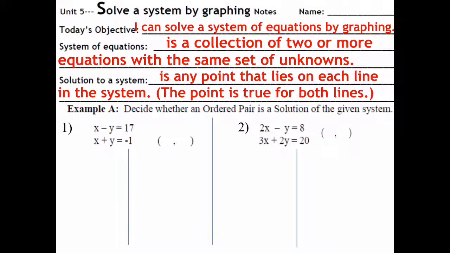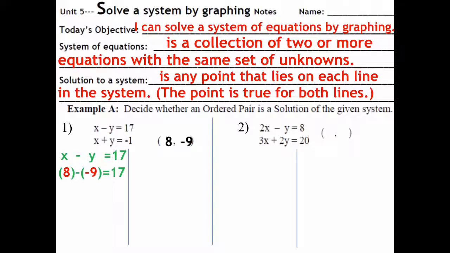Now for number 1, what we're going to have to do is identify if it is true to both equations, because if it's true to both equations, that means when you graph it, it will be the point of intersection where it lies on both of them. So let's go ahead and start out by plugging in the point 8, negative 9 into the equation x minus y equals 17. So you're going to put for x minus y equals 17, (8 minus negative 9) equals 17.